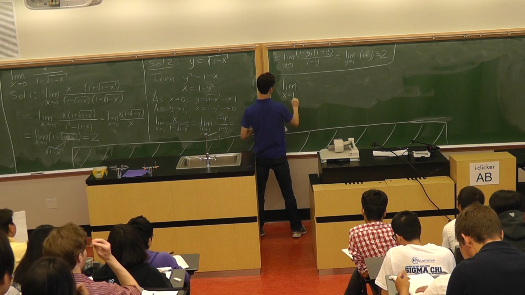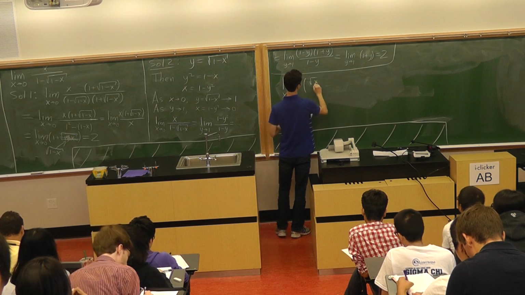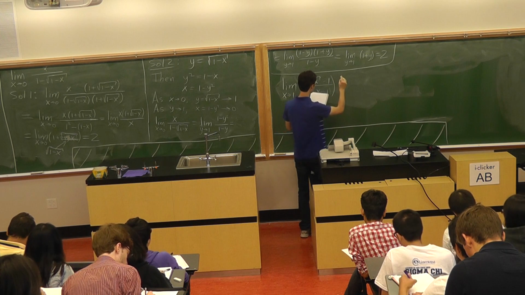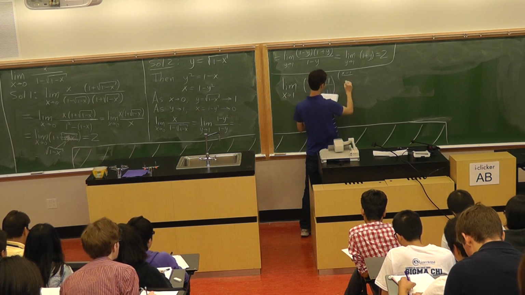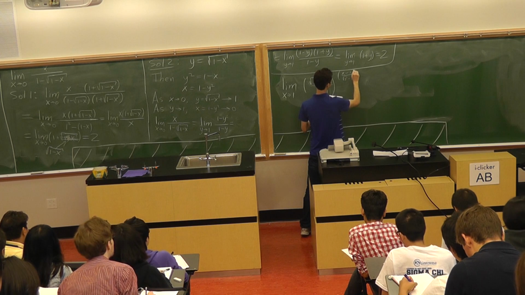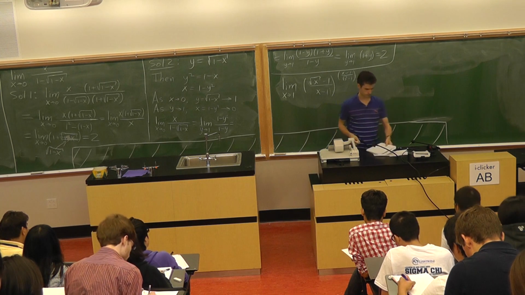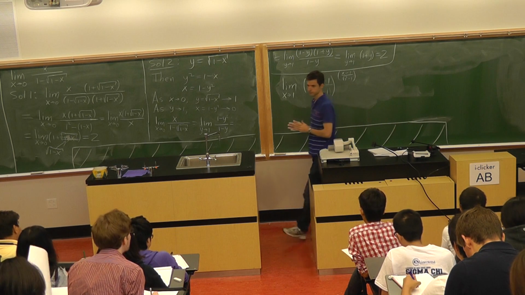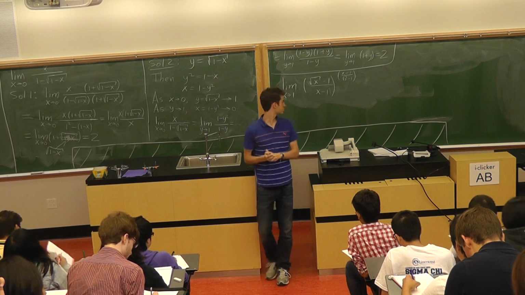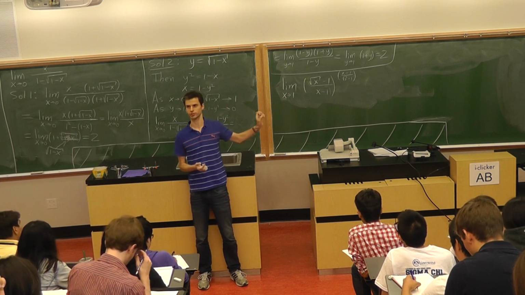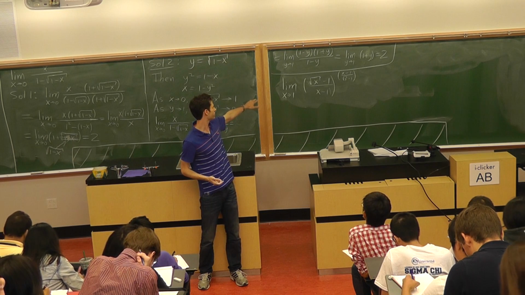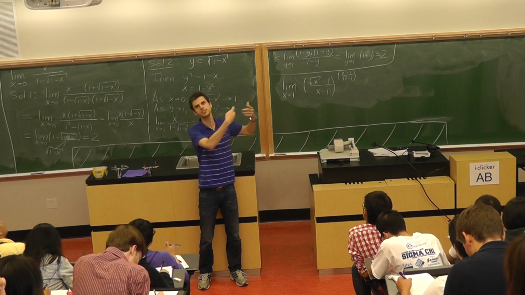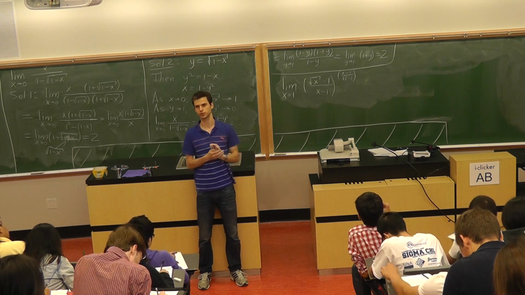Limit as x tends to 1 of square root of x minus 1 divided by x minus 1, and all this raised to the power x minus 1 divided by square root of x minus 1. So I have a complicated expression. Let me read it. It's the expression square root of x minus 1 divided by x minus 1, and all this raised to the power x minus 1 divided by square root of x minus 1.